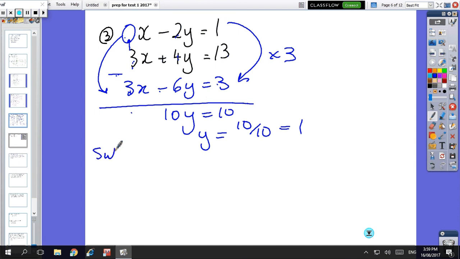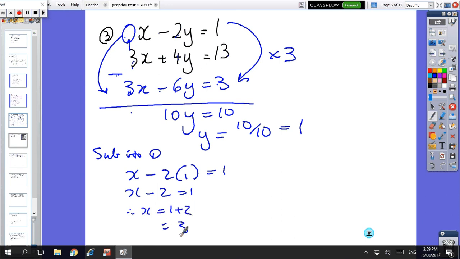And then we just sub into the first equation. So x minus 2 times 1 equals 1. x minus 2 equals 1. x equals 1 plus 2 equals 3. And so the answer is 3, 1.